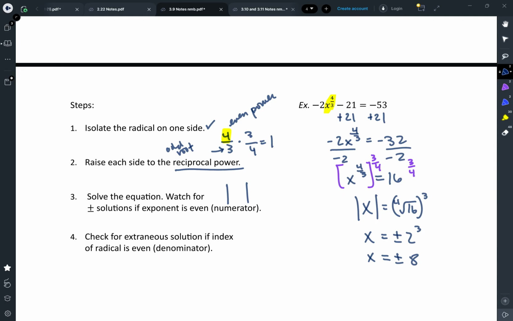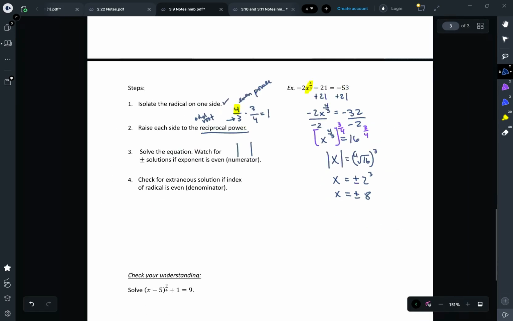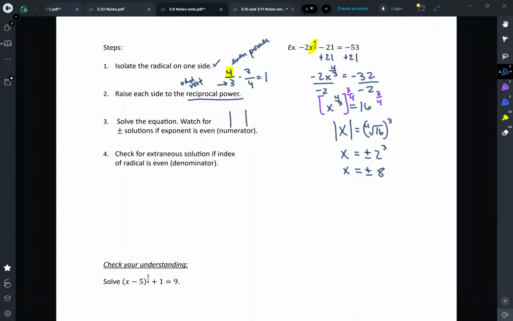It says if the index of the radical is even. And it's not even here, right? The index of the radical is odd, so they should both work. But Photomath actually thinks they don't both work, so it's kind of interesting. So let's see how these do work out.